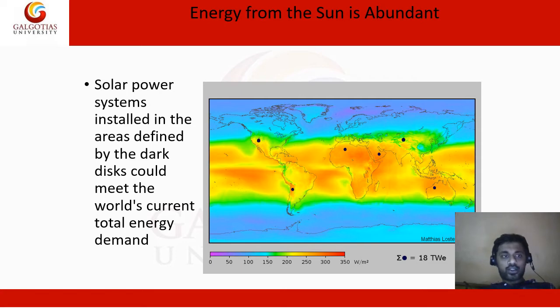There are also relatively minor additional losses due to Earth's atmosphere and clouds, which absorb or scatter as much as 54% of incoming sunlight. The sunlight that reaches the ground consists of nearly 50% visible light, roughly 45% infrared radiation, and a smaller amount of ultraviolet and other forms of electromagnetic radiation. Solar power systems installed in the areas defined by the dark disks could meet the world's current total energy demand. You can see in the image that there are around 7 to 8 dark disks, and that could meet the world's current total energy needs.